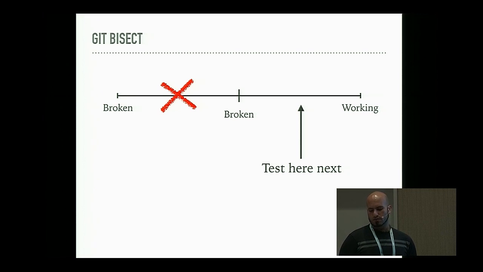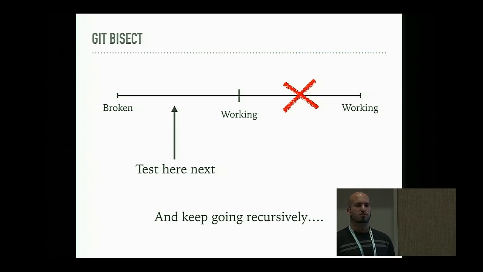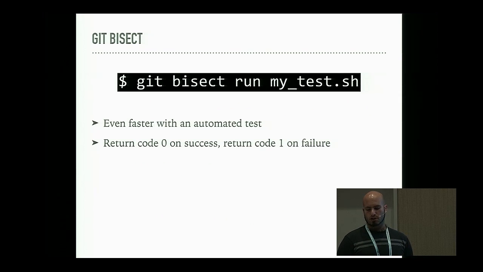So if this is broken, you test between broken and working. If this is working, you test between broken and working, and you keep on going until you find the commit that caused the breakage. And it happens remarkably quickly. And especially if you have an automated test, you can make it do this automatically. So bisect is an amazingly useful tool when you're trying to figure out how and why something broke.